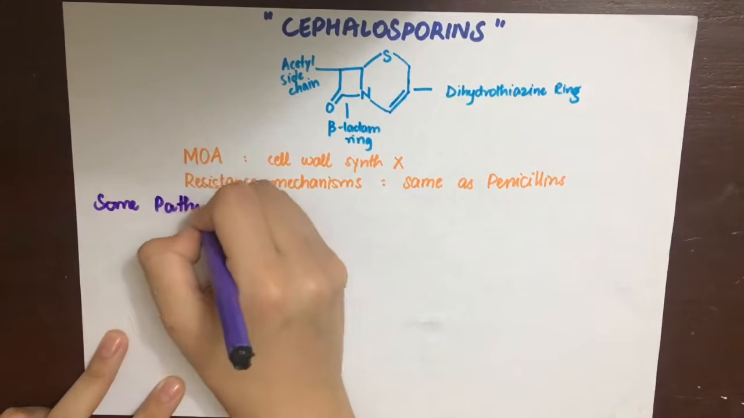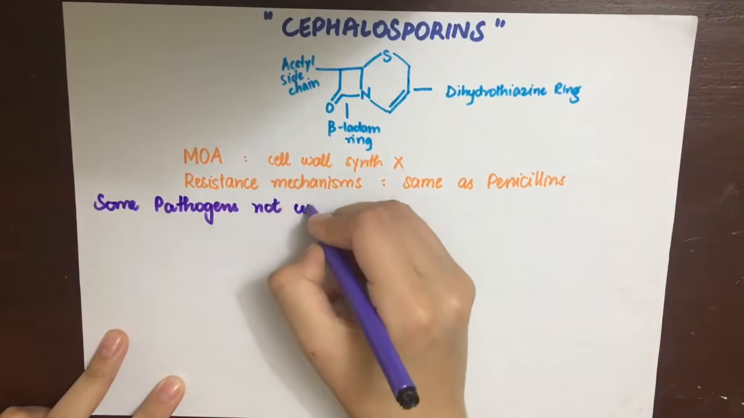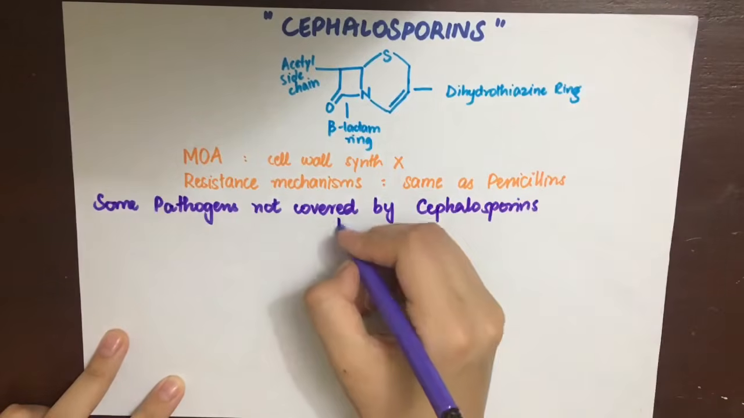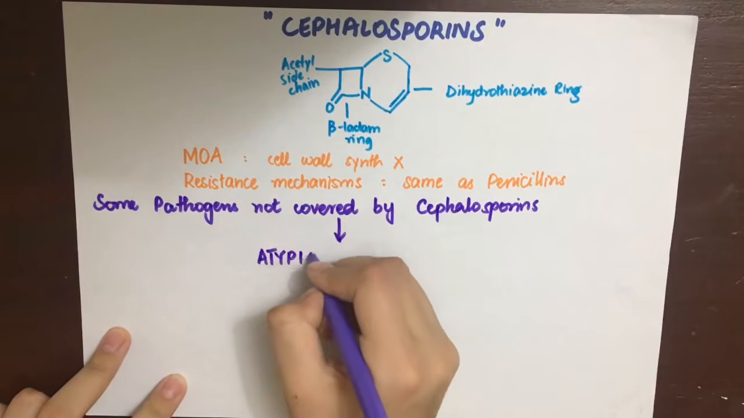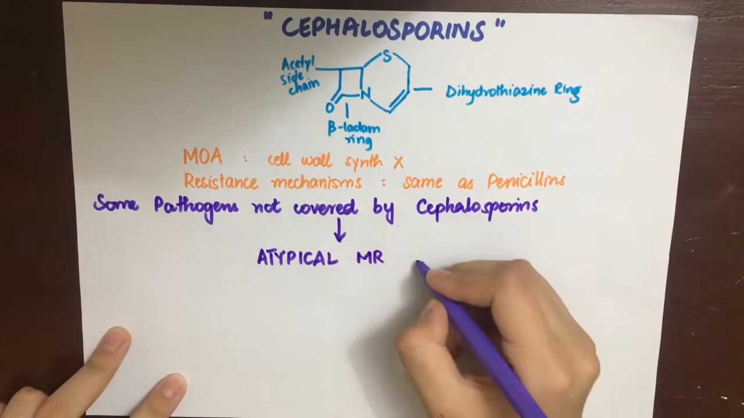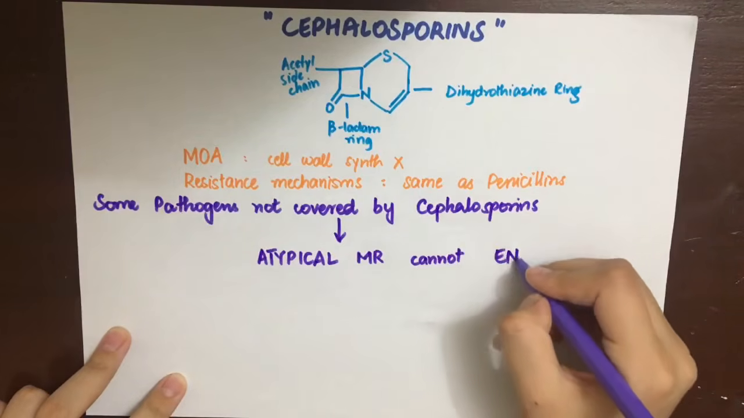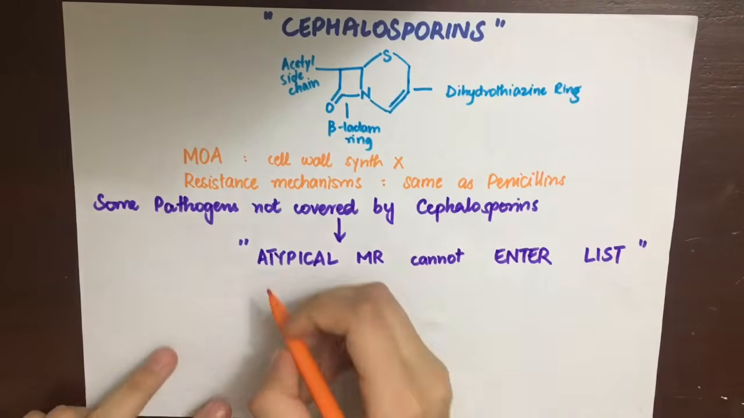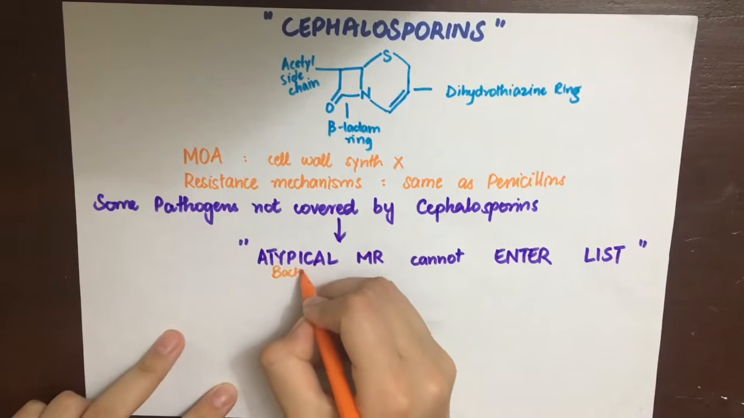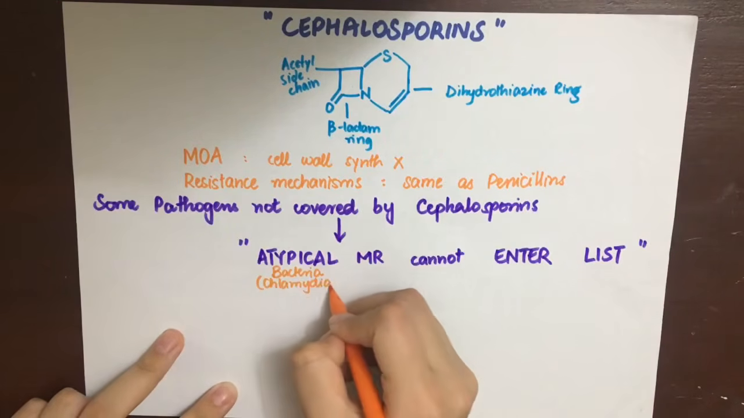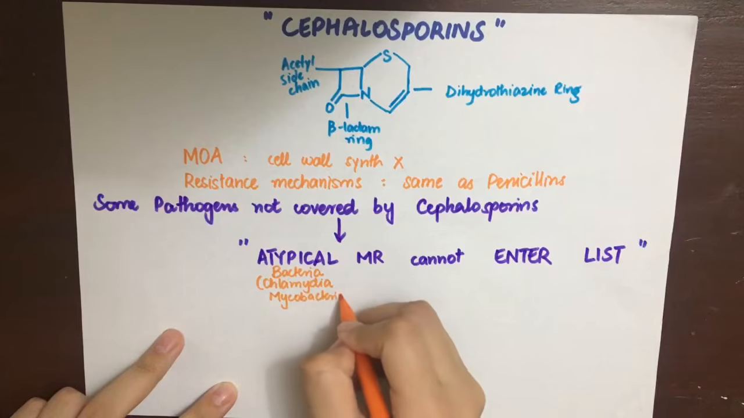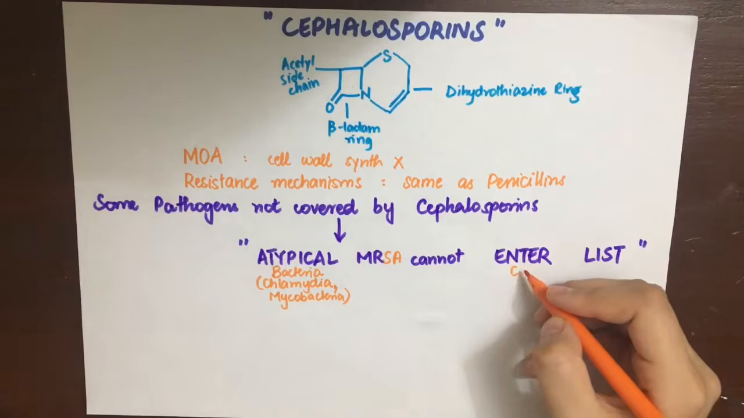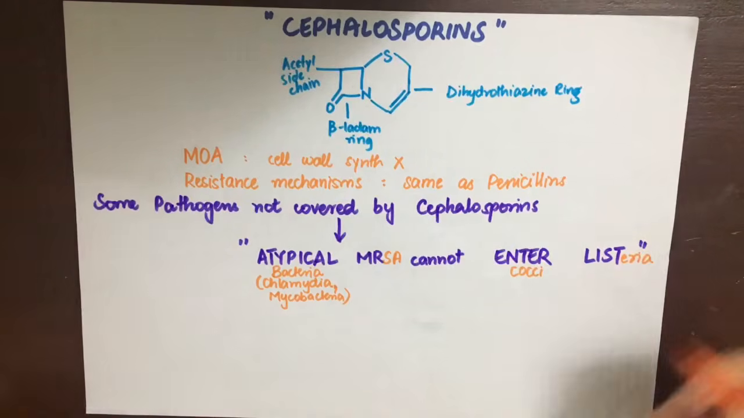Now, there are some bacteria or pathogens that are not covered by cephalosporins. The mnemonic that we can use to remember these pathogens is "atypical Mr. cannot enter the list." Atypical stands for the atypical bacteria, that is, they are wall-less and live intracellularly, for example, mycoplasma and chlamydia. The Mr. stands for MRSA and enter for enterococci, while list for listeria. Now, if you remember, listeria was covered by ampicillin in the penicillins video.